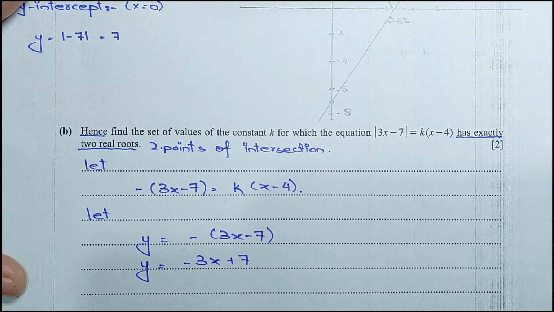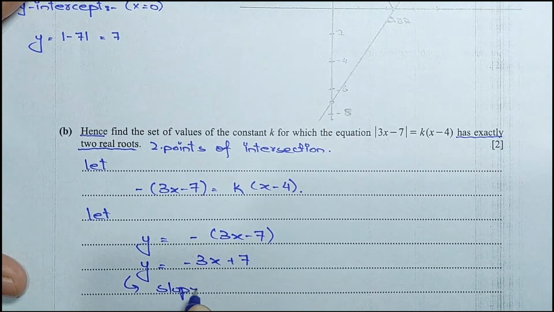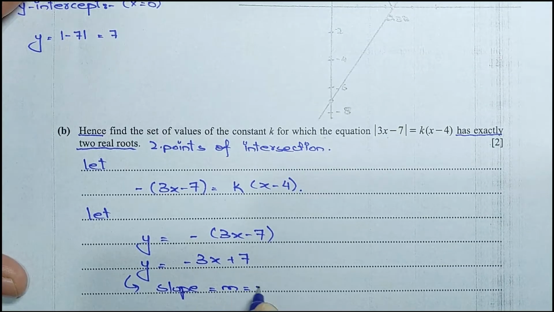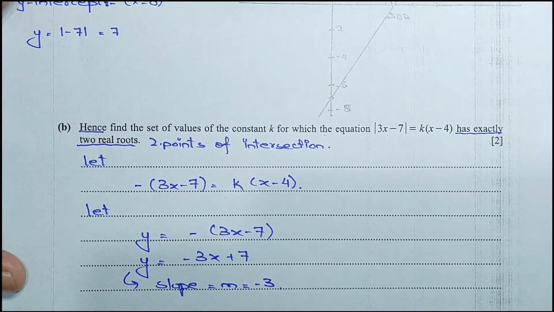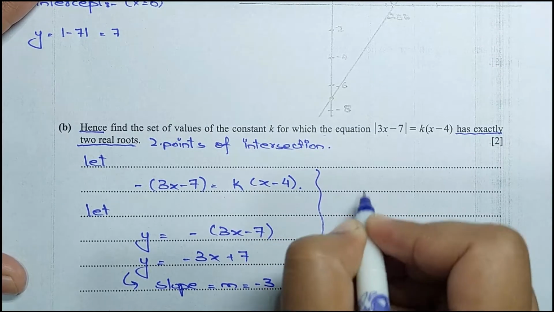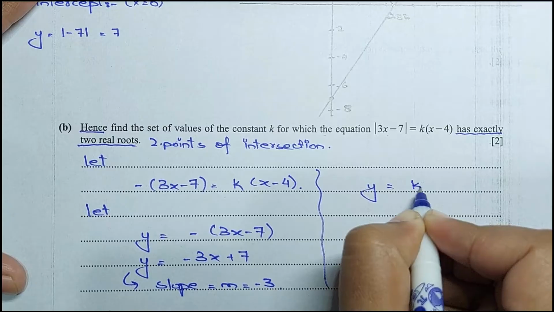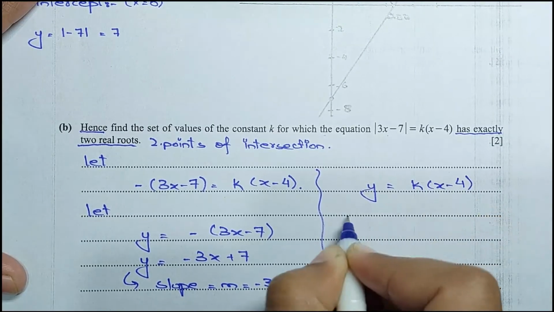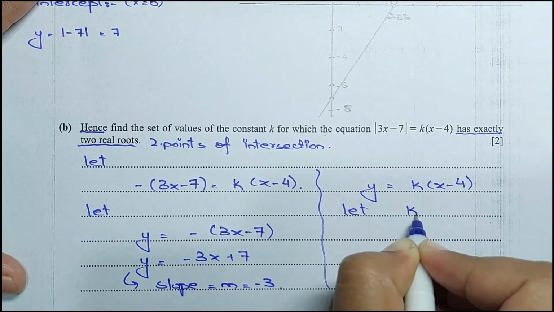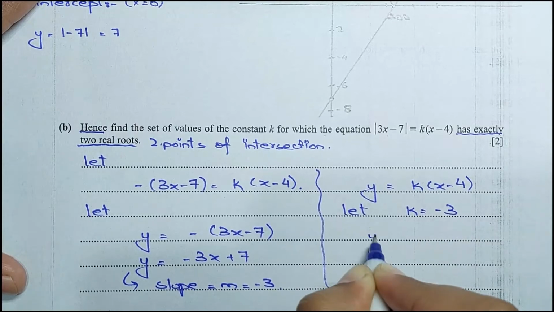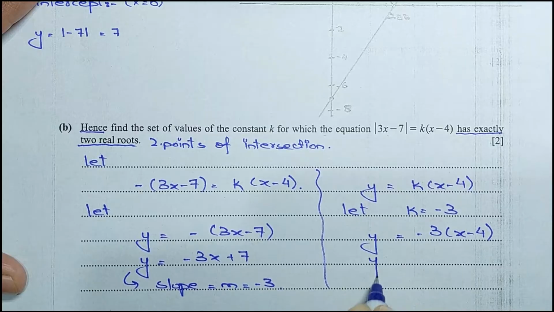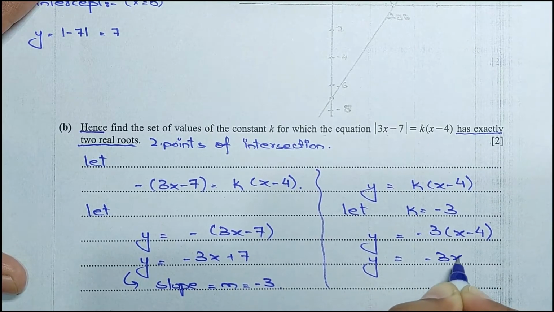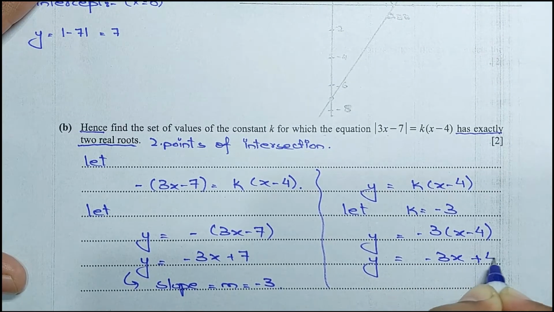So what is the slope of this line? From here the slope is m, which equals negative 3. On the other hand, let y equal k into x minus 4. Let us suppose the slope k is negative 3. So y equals minus 3 into x minus 4, which is y equals minus 3x plus 12.